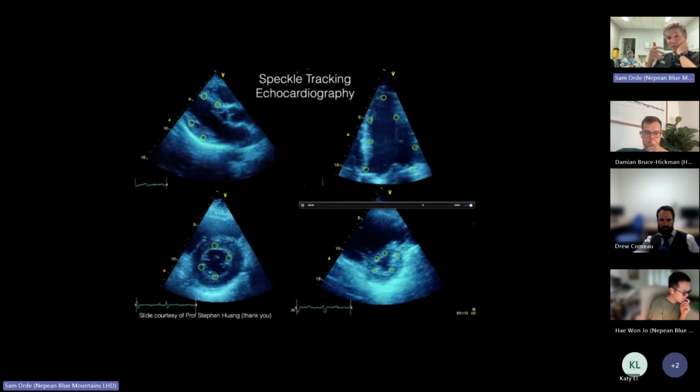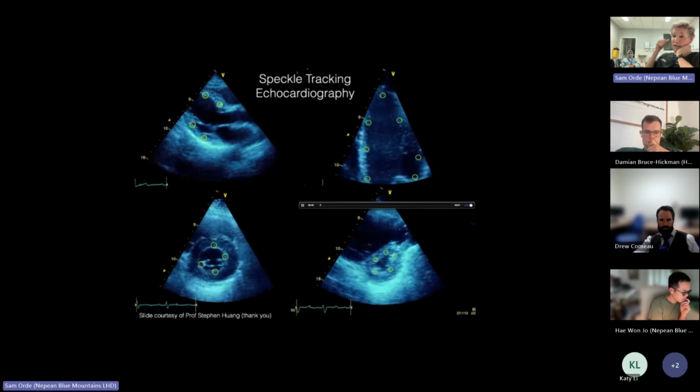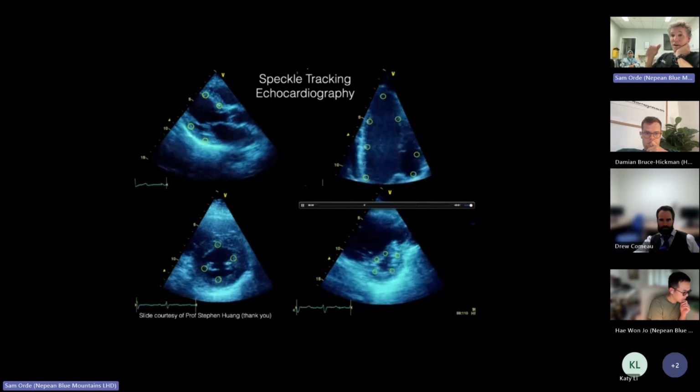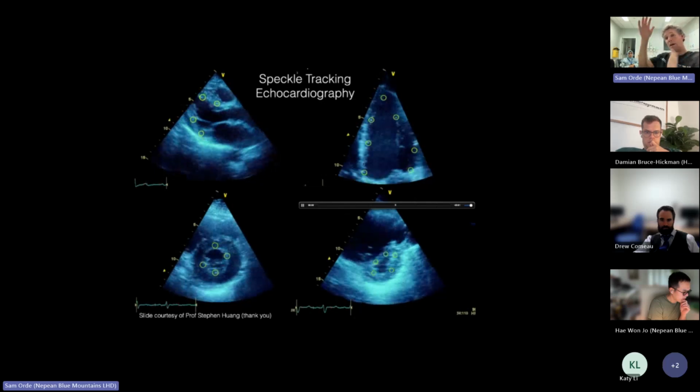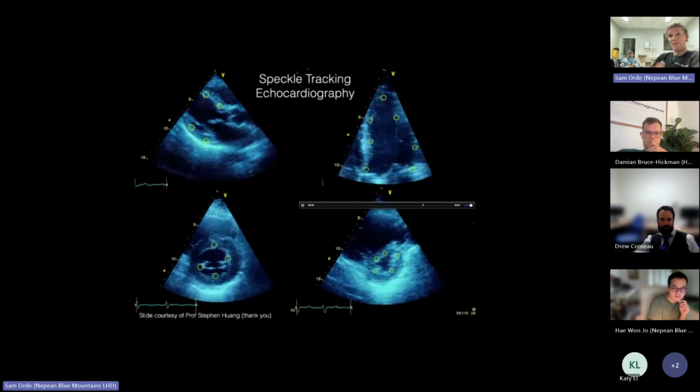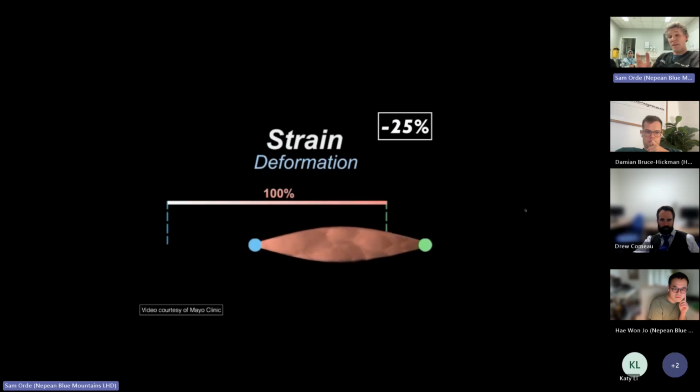which is quite stable over the cardiac cycle. And so the machine can latch on to these, they're almost like fingerprints all the way along the myocardium, and watches how they move during systole. And from that means that we can get an idea of how these speckles move towards each other and away from each other. And so we talk about strain is what the measure is of speckle tracking echo.